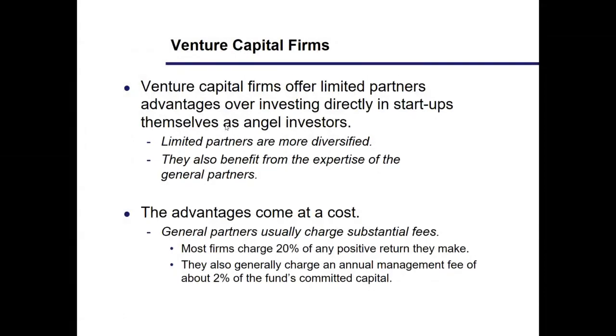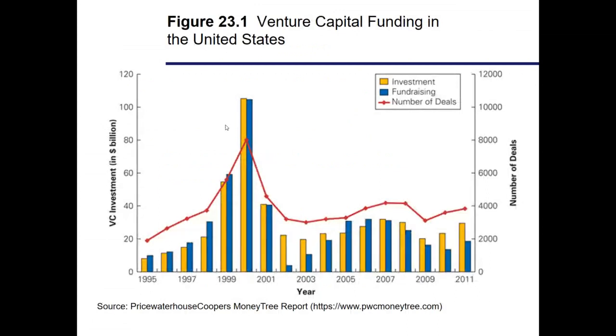The advantages come at a cost. Obviously, the general partner usually charges substantial fees. Most firms charge 20%, for example, of the return made. They also generally charge an annual management fee of about 2% of the fund's committed capital before they exit. So this is venture capital funding in the US.